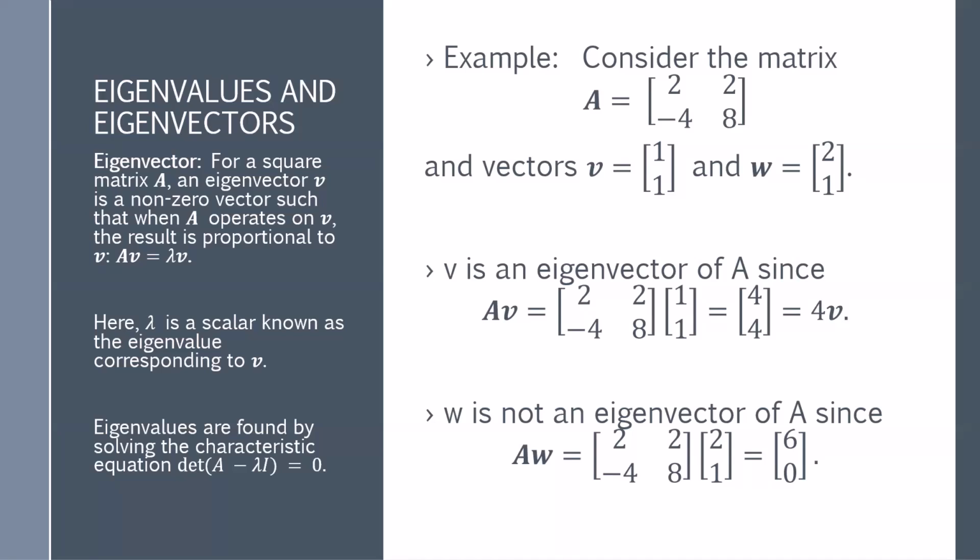So for a square matrix A, an eigenvector V is a non-zero vector such that when A operates on V, the result is proportional to V. So A times V is equal to some scalar lambda times V. Lambda here is called the eigenvalue corresponding to V. Eigenvalues are found by solving the characteristic equation, determinant of A minus lambda I equals 0.